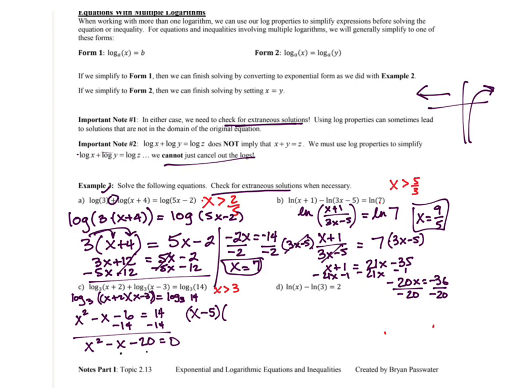Factors of negative 20 that make negative 1: x minus 5 and x plus 4. So x equals 5 and x equals negative 4. And negative 4 gets the boot because it is not greater than 3. Do we have a pickle?